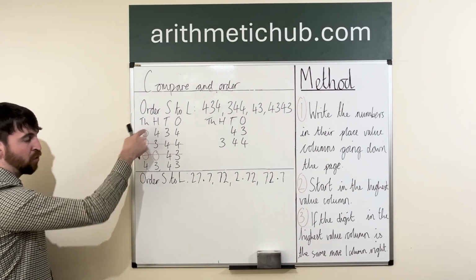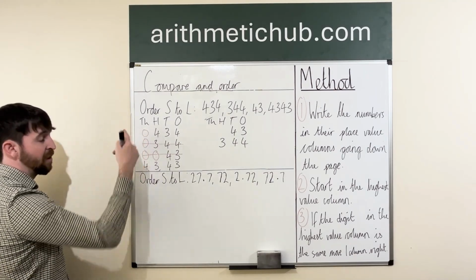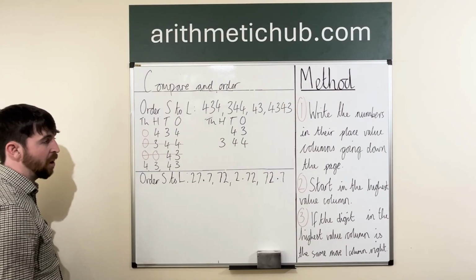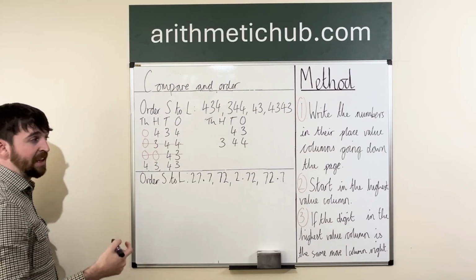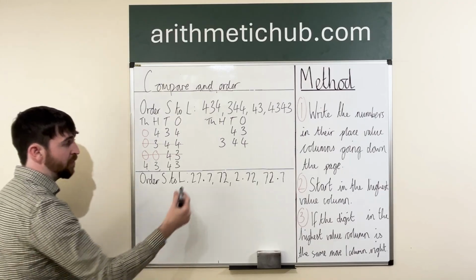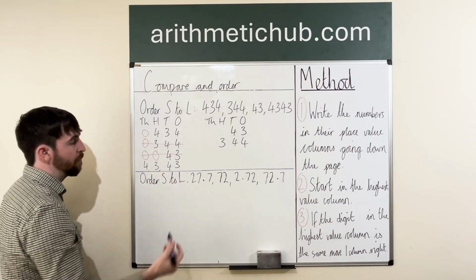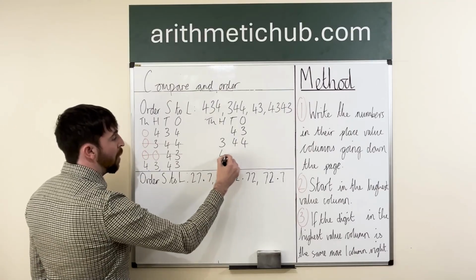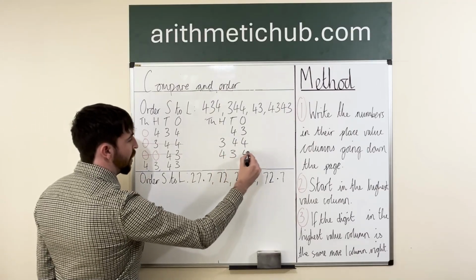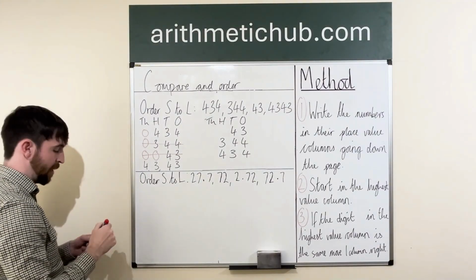Now I've got 2 numbers left. One has 4 in the thousands and one doesn't have anything in the thousands column. So I can already tell that the number with nothing in the thousands column is going to be smaller than the number with something in the thousands column. So I would write 434 in there like that and cross it out.